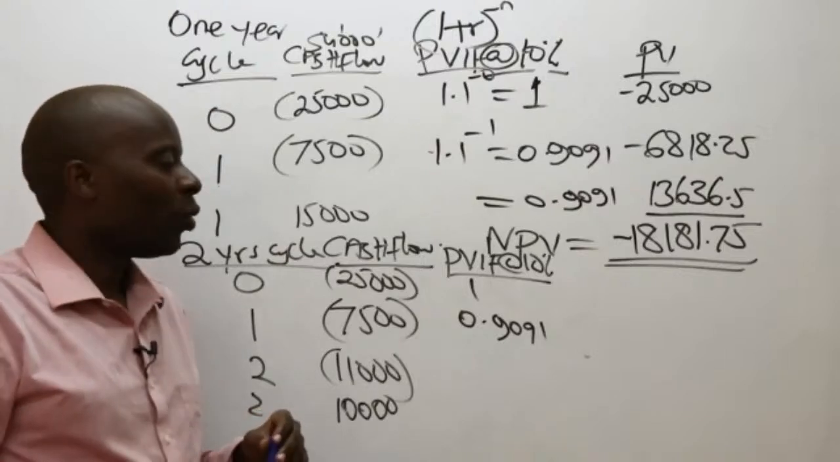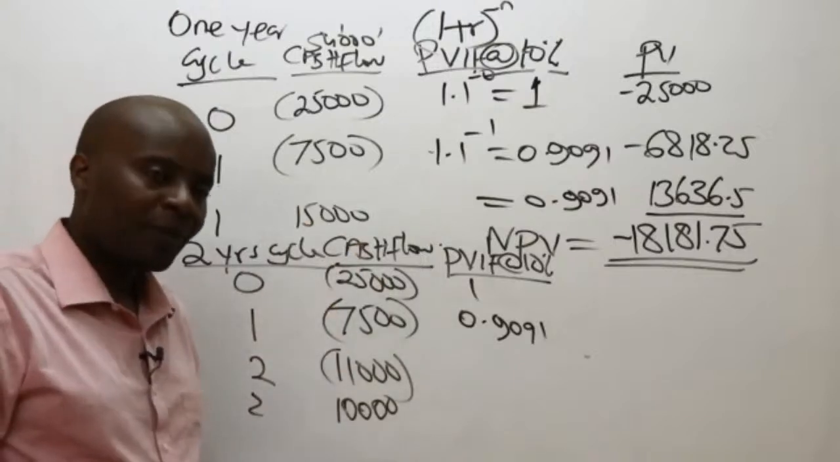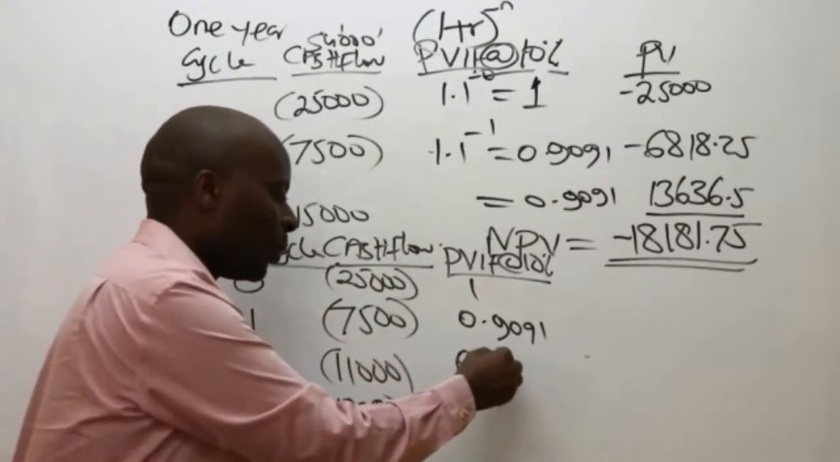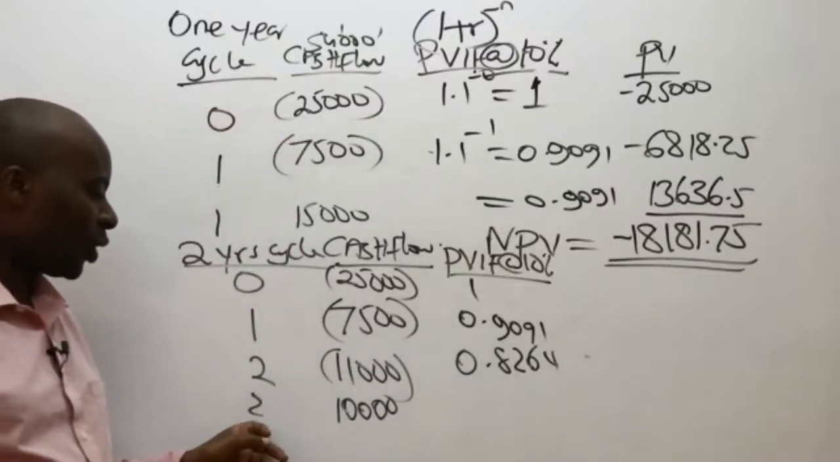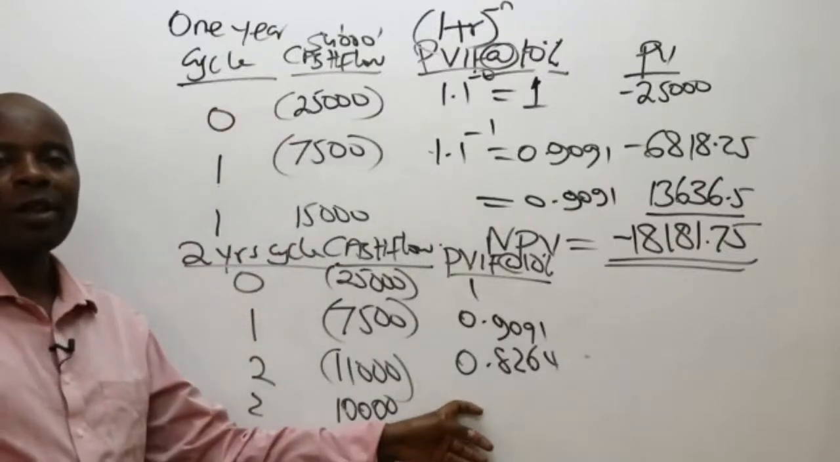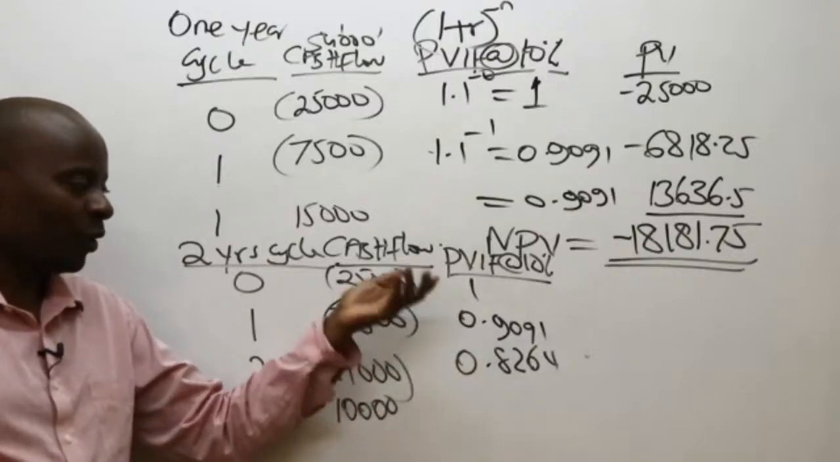Time 2. What do we have here, ladies and gentlemen? 1.1 raised to negative 2. I'm being given a figure of 0.8264. Ladies and gentlemen, please look at this. This is still time 2. So for time 2, you simply carry the time 2 figure that you had up there.